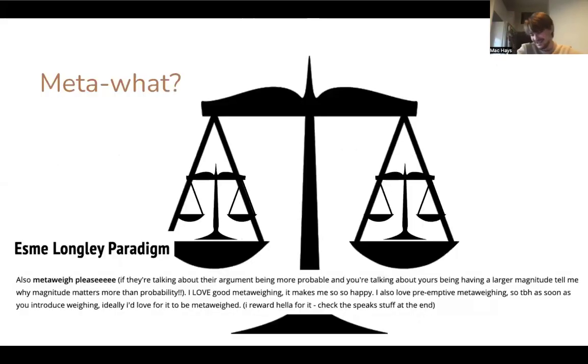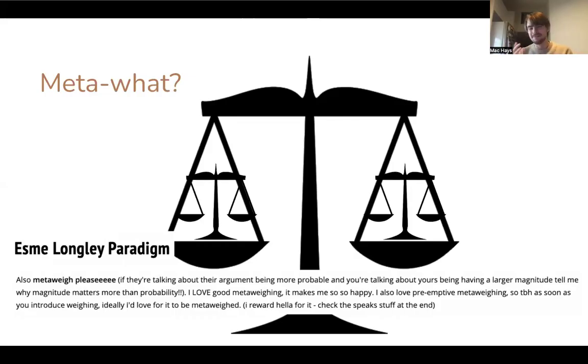Okay, now let's talk about some other things that I don't like that much. This is my former PF partner's paradigm, Esme. She really liked meta-weighing. This is an old paradigm. I had roughly the same line in my paradigm back in the day because in our senior year of high school, we did a lot of meta-weighing.